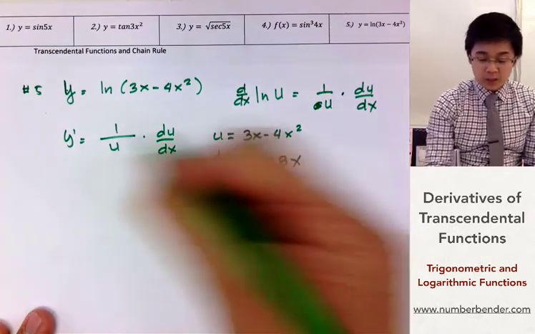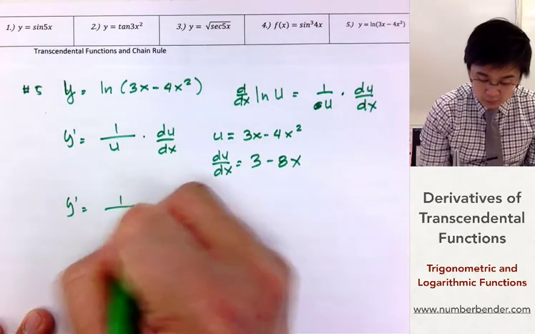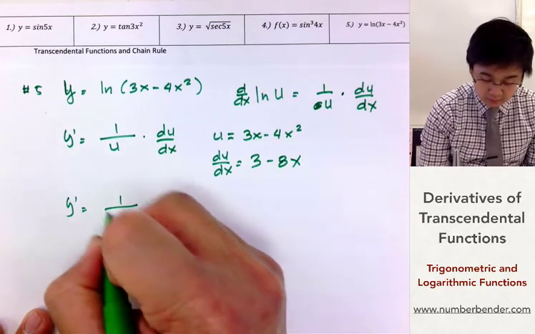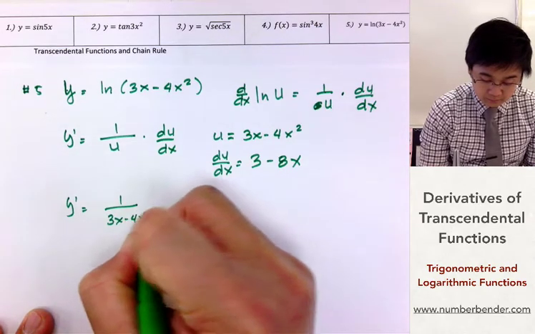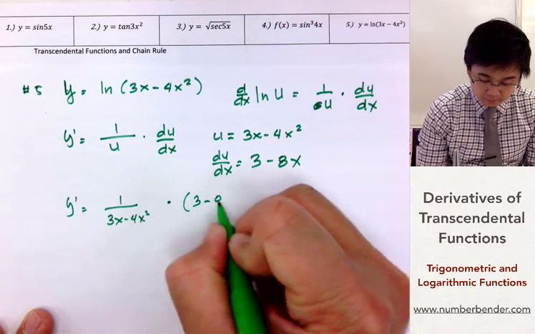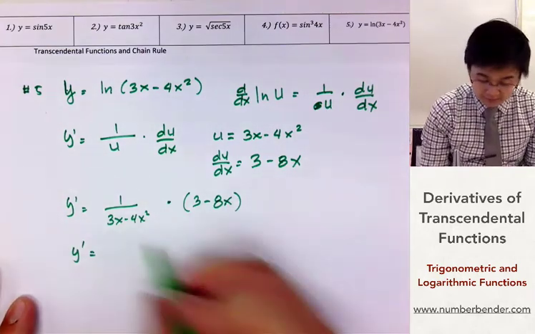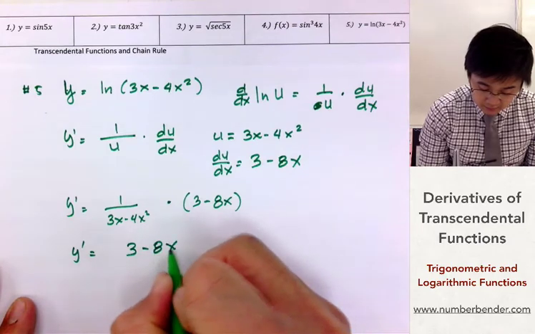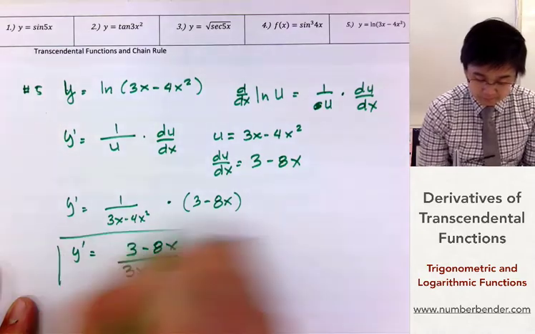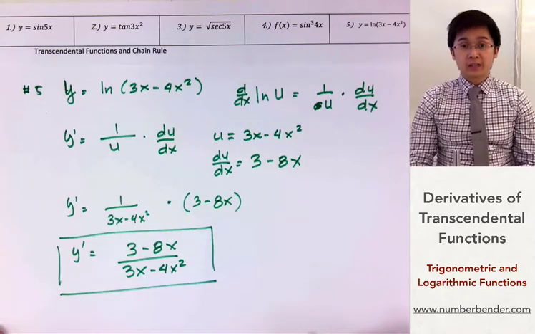So by plugging it into our derivative formula, y prime is 1 over u, which is 3x minus 4x squared, times du dx, which is 3 minus 8x. You can modify your answer and rewrite it as 3 minus 8x all over 3x minus 4x squared. And this is how we find the derivative of some transcendental functions using the chain rule.